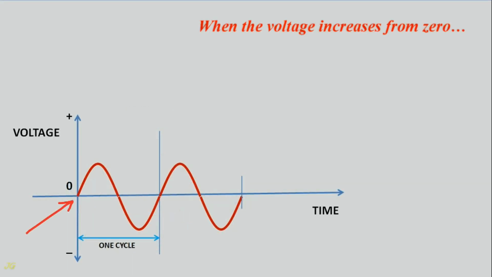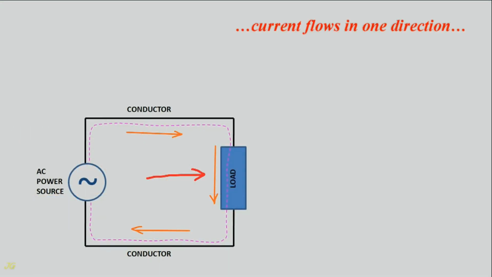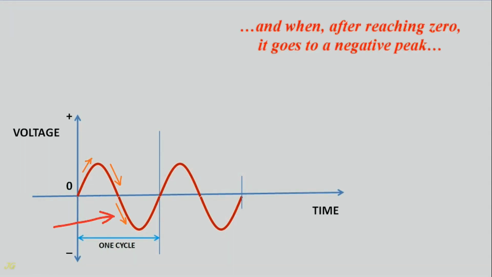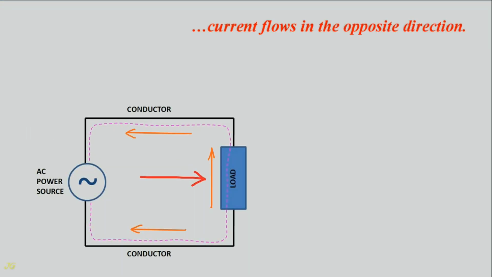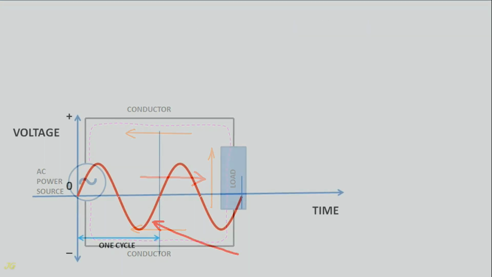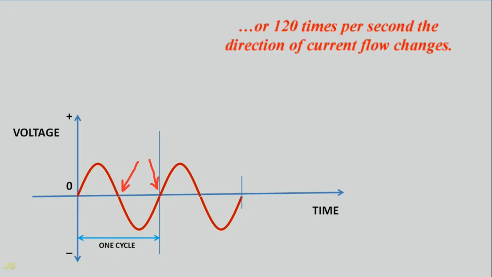When the voltage increases from 0 to a positive peak and back to 0, current flows in one direction. And when, after reaching 0, it goes to a negative peak and back to 0, current flows in the opposite direction. One full cycle is completed 60 times per second, frequency, or 120 times per second the direction of current flow changes.